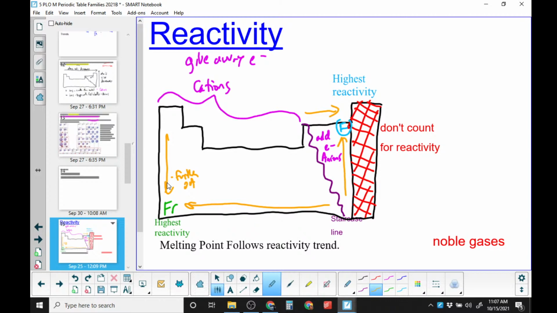Yeah. Now the other trend, Martin. The other trend, this way: why does it become more reactive as you go this way along a period, if you're trying to give away electrons? You've answered too many. I'm going to ask Kate. As you go this way, why is it becoming more reactive if you're trying to give away electrons?